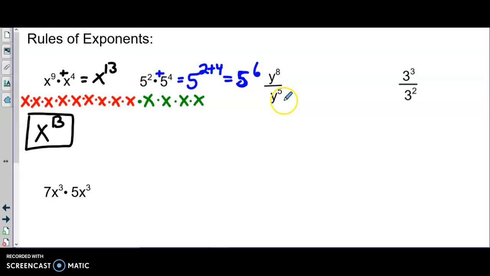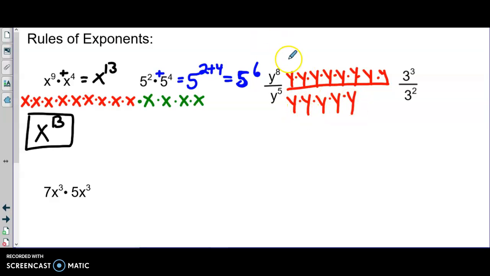Okay, and then here we have y. So for this first one, I'm just going to write it all the way out. I have 8 y's on top. So 1, 2, 3, 4, 5, 6, 7, 8. And then on the bottom, I have 5 y's. So 1, 2, 3, 4, 5. And then whatever is the same on the top and bottom, you can cross out. And that leaves you with 3 y's on the top. So your answer would be y to the 3rd.